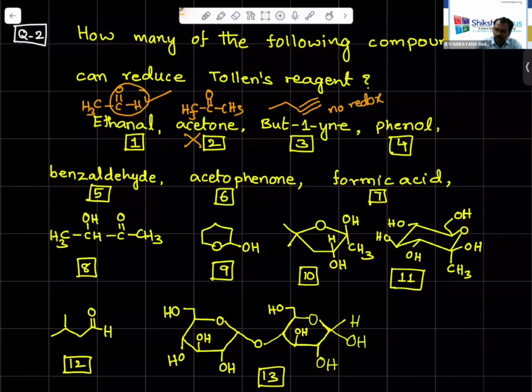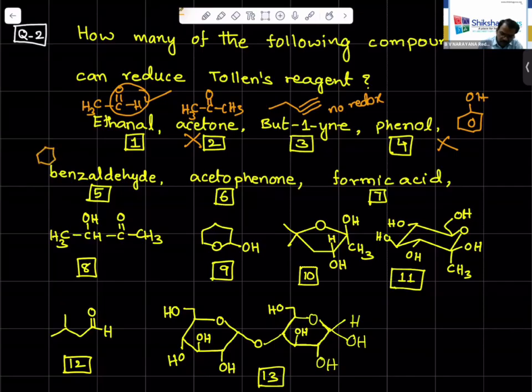Next one is phenol. We know phenol gives no reaction. It is just an aromatic compound. Next one is benzaldehyde. What is benzaldehyde? Benzene is connected to an aldehyde. It is called benzaldehyde, which is positive towards Tollens reagent. Next one, acetophenone. Here the very important thing is, most of the students are not remembering the common names, but be careful, you have to remember some common names.